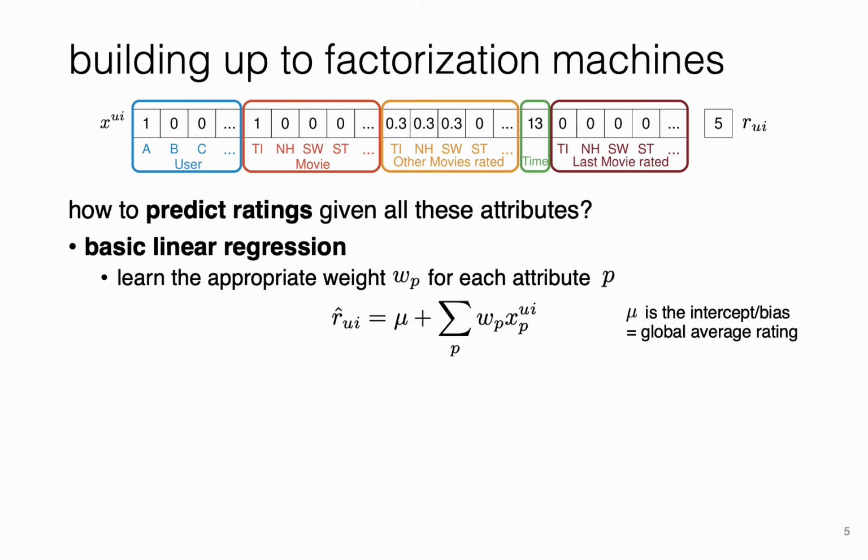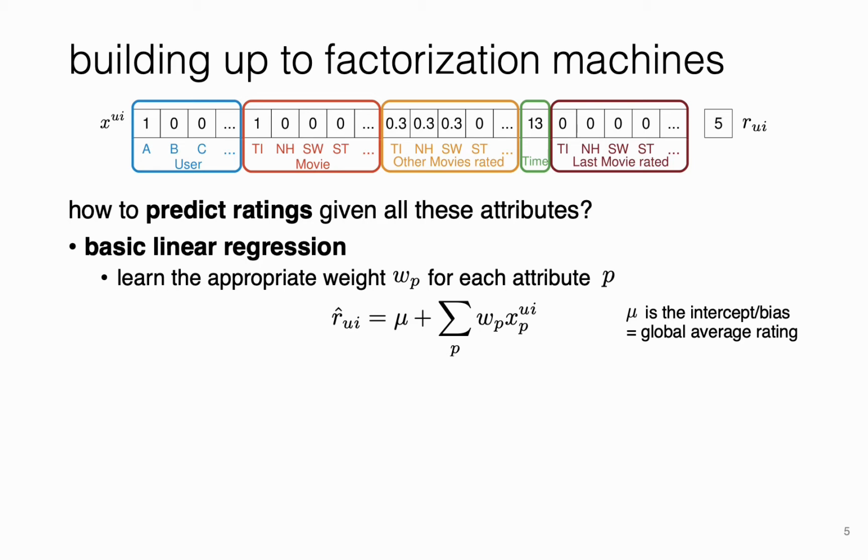A bias term, mu, is also included. In our case here, the bias can be thought as a global average rating. So we have expressed the predicted rating as a linear combination of the features. The goal is then to learn the appropriate weights in the linear combination. This is the learning task. This was the simplest linear regression model you can describe.